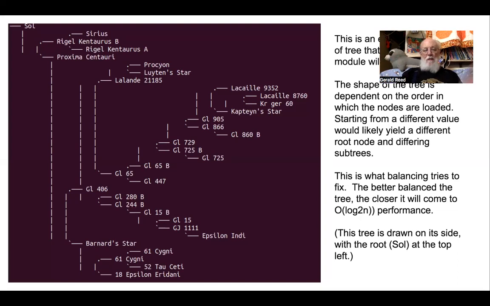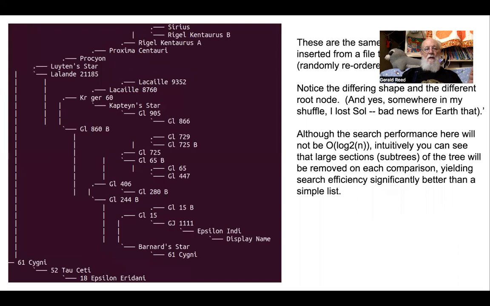If you scramble the data first into a different order, and then you draw the tree, you're going to get something that looks a little bit different. This one has a different root, and I lost the sun somewhere. That may be a bad thing for Earth, I don't know. But you can see the structure here. The root is now at the very bottom left-hand corner. That's 61 Cygni. And since that's very early in the alphabetic sequence, everything is on the right-hand link. And then there are all these subtrees off of that.